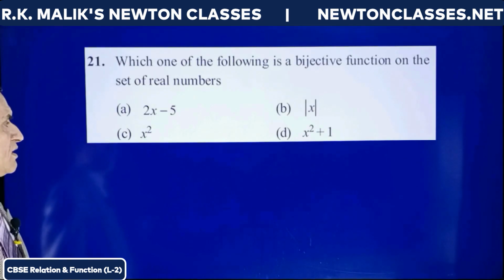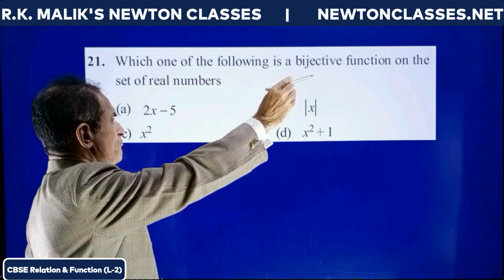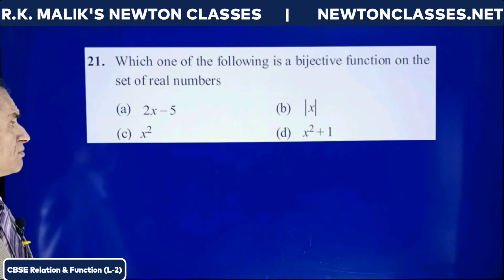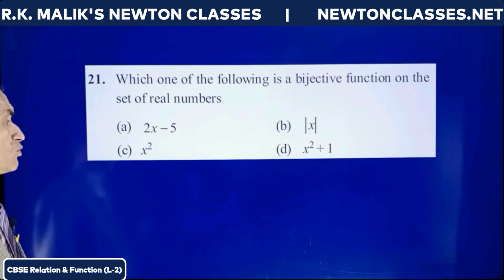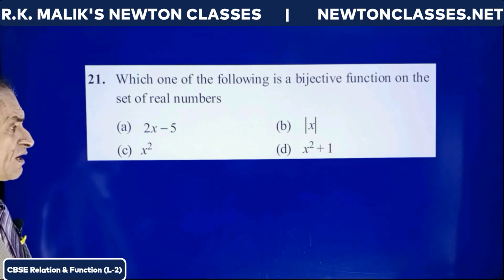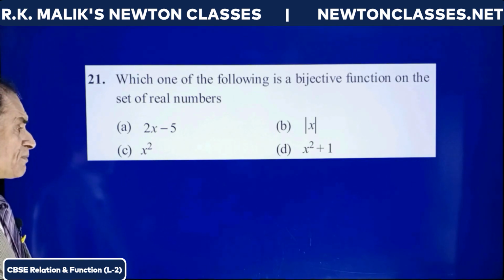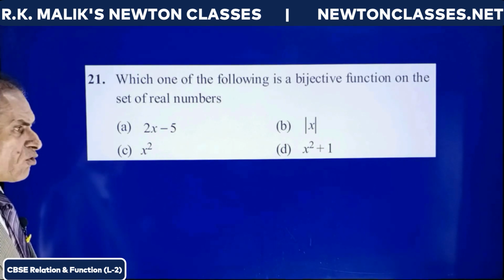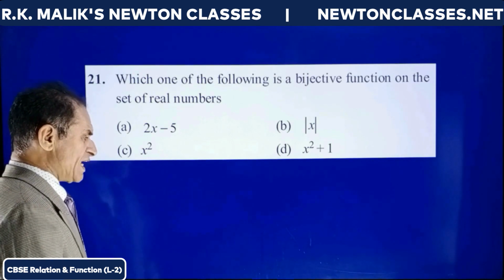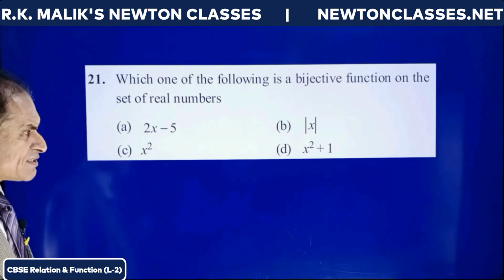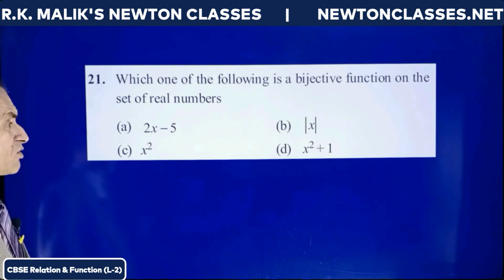And in this question again he is asking the nature of function. He is asking which one of the following is a bijective function on the set of real numbers. On the set of real numbers means the domain is the set of real numbers. The first possible function is 2x minus 5. As I told you in previous questions, any function represented by an even degree polynomial is never one-one, never onto. But any function represented by an odd degree polynomial is surely onto, but about one-one you will check with the help of the derivative. As I told you, if the derivative is always greater than or equal to 0 or always less than or equal to 0, the function will be one-one. And if the derivative is sometimes positive, sometimes negative, then it is not one-one.